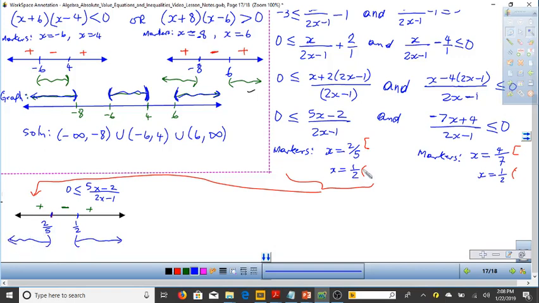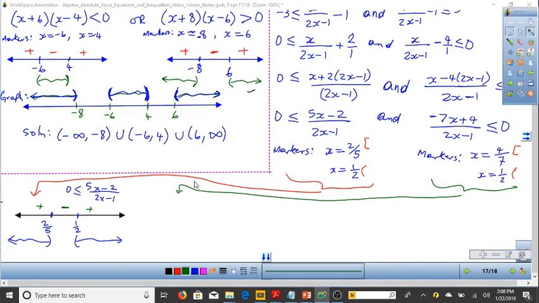Now, for the other one, we will do this right here. That graph is for negative 7x plus 4 over 2x minus 1 is less than or equal to 0. So now we're looking for negative numbers. My markers are 4/7 and 1/2. Wow, it's cutting it real close here. 4/7 is to the left of 1/2.